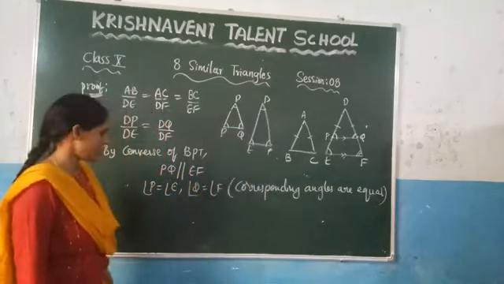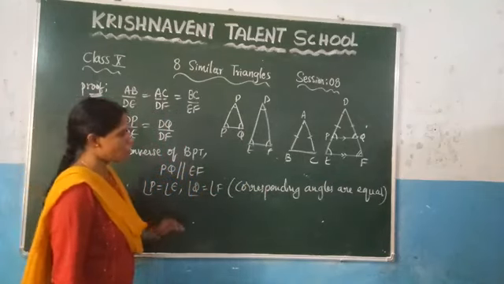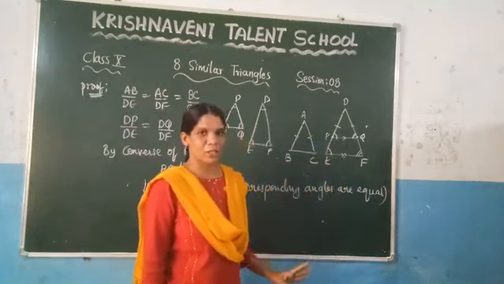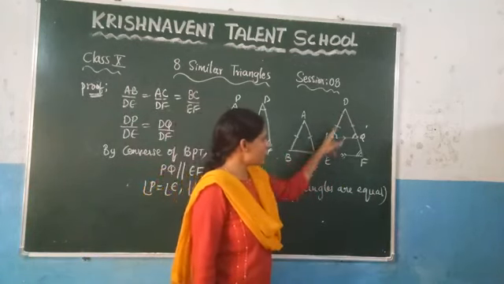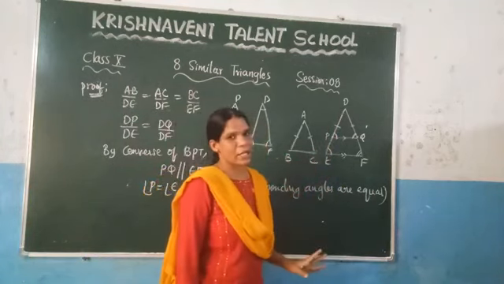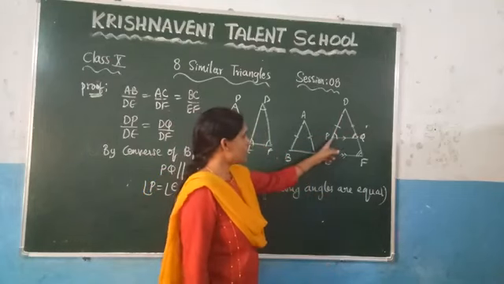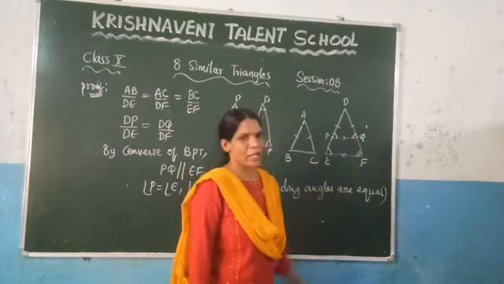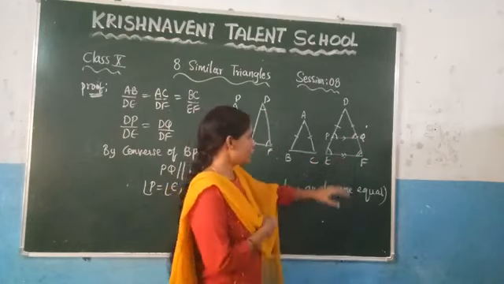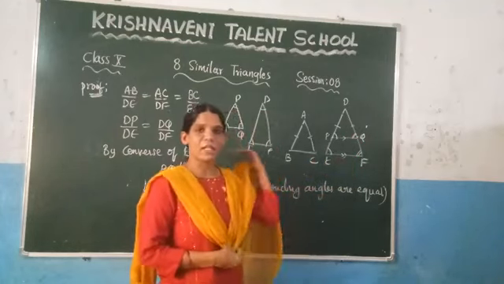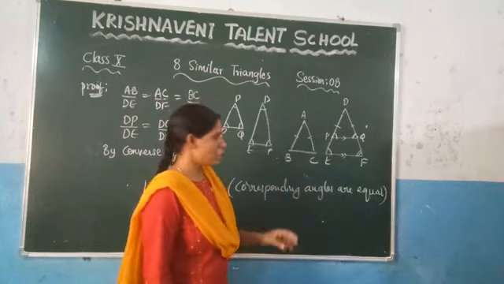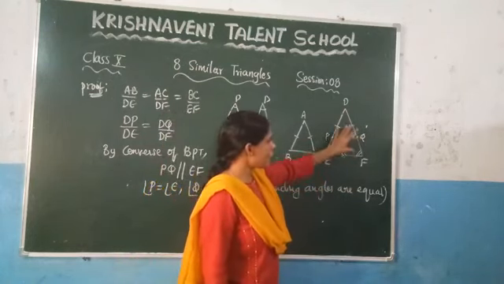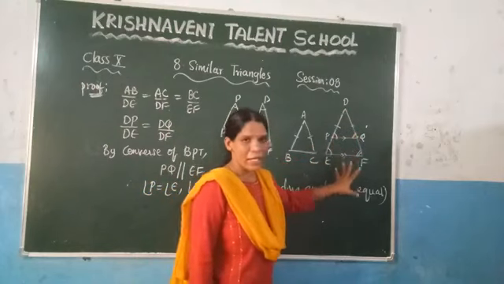So again I am saying, we got PQ is parallel to EF. If PQ is parallel to EF, you can say that DE is a transversal and the corresponding angles are equal. So you will get angle P is equal to angle E, angle Q is equal to angle F. And you know that in a triangle, if two angles are equal, the other angle is also equal. So if you consider the bigger triangle, in these two triangles the corresponding angles are equal.